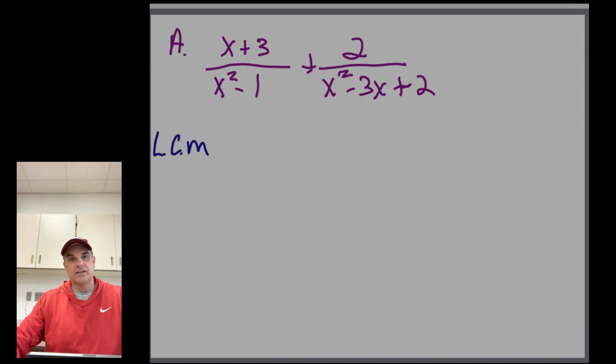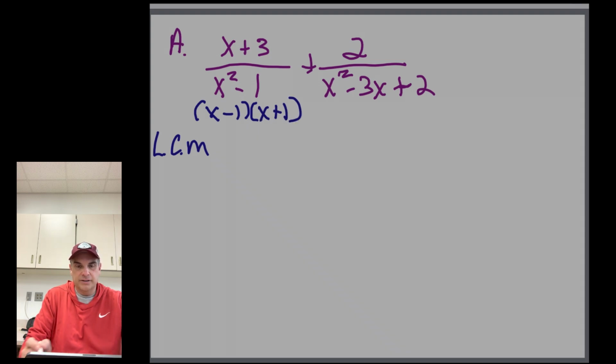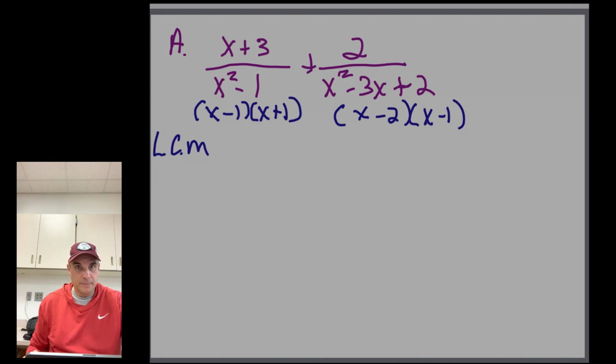In order to find the LCM, the only ones I really care about are the denominators. I don't care about the numerators, unless we can cancel something out. So we're going to factor, and I'm just going to write it underneath there. This is a difference of squares, so that's factored. Next one, it's plus, so x minus 2, x minus 1. Does that work? Yep, that works.